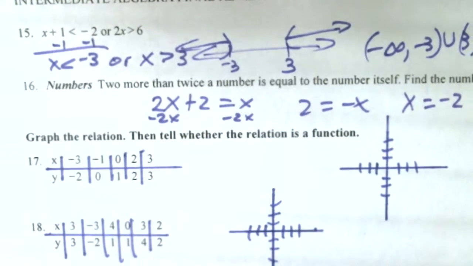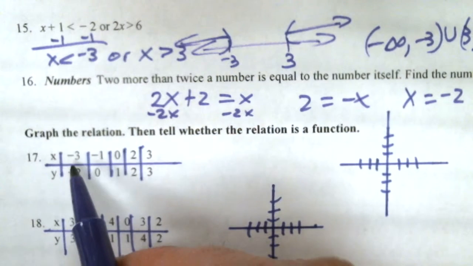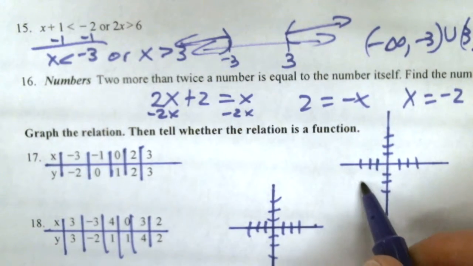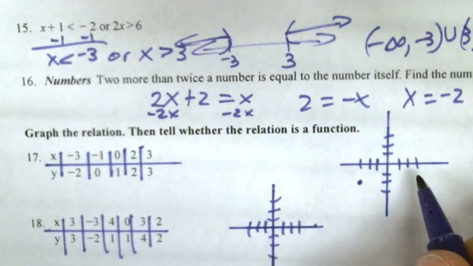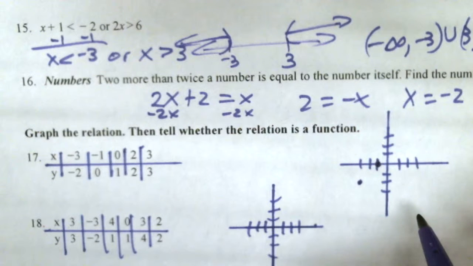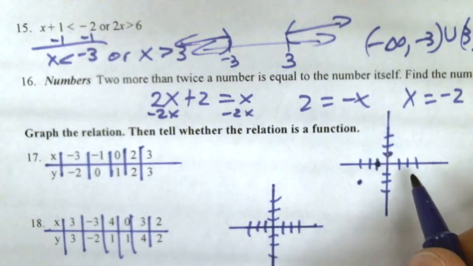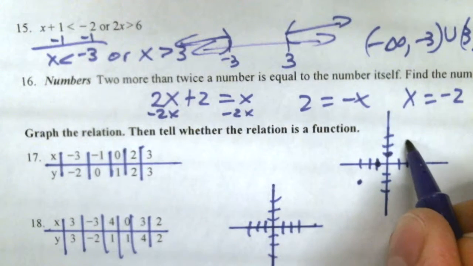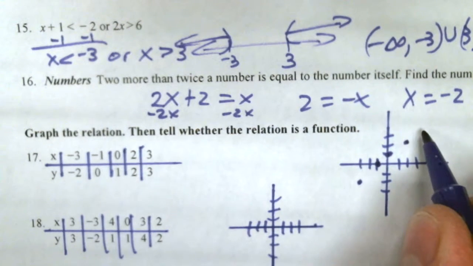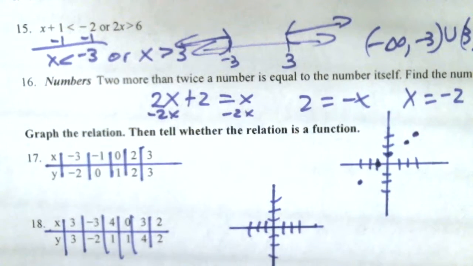Question number 17, they give us a bunch of points to graph, and -3, -2 is right there. -1, 0 is right there on the x-axis. 0, 1, 2, 2, and 3, 3. So my graph would look similar to this.